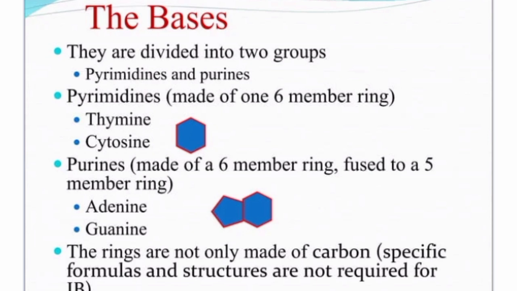Pyrimidines consist of a 6-membered ring only, but purines consist of a 6-membered ring fused with a 5-membered ring.